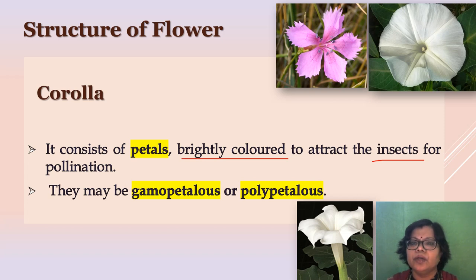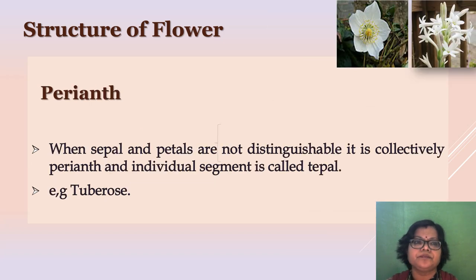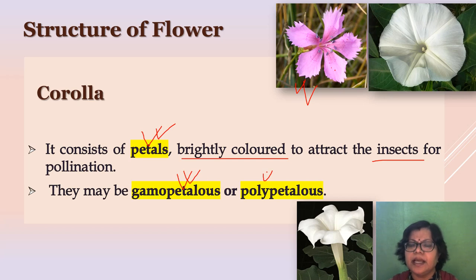An individual segment of the corolla is called a petal. If the petals are free, then it is called polypetalous. Here in this diagram you see the petals are free, not attached with one another. That is polypetalous. And if the petals are attached, for example datura, that is, the petals are united, then this type of corolla is called gamopetalous, right? The main function is pollination and, along with that, protection of the inner whorls, androecium and gynoecium.